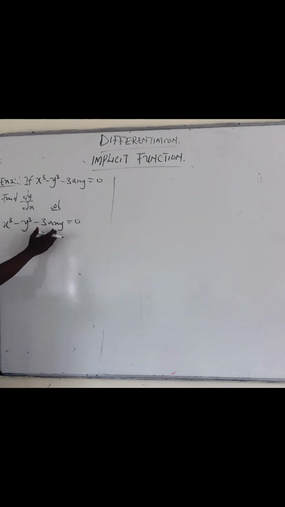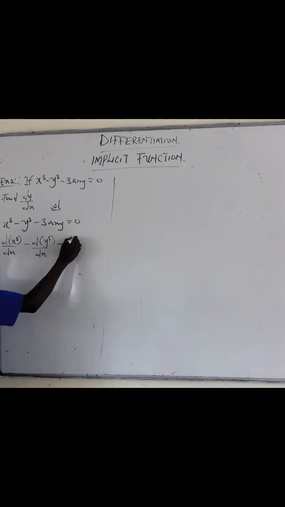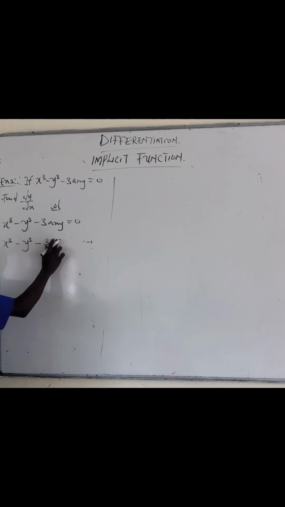You differentiate both sides, right? So that is going to be d of s cubed over ds minus d of y cubed over ds minus d of 3asy. Now, what you see, you arrange it now because you have this as a factor, minus 3asy. So what I'm going to do, that's going to be s cubed minus y cubed minus 3a into what? Into sy is equal to 0.